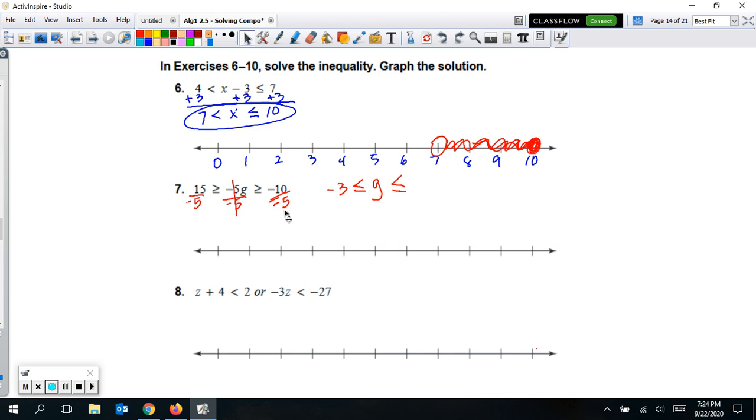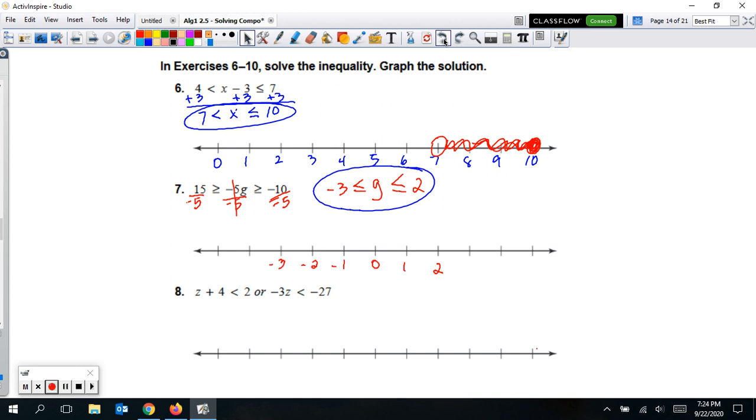And then negative 10 divided by negative 5 is a positive 2. So by flipping it, it is now in the right order. Negative 3 is smaller than 2, and it's got the less than signs both here, so the arrows are pointing to the left. That's the correct order. That's what we want for our solution.